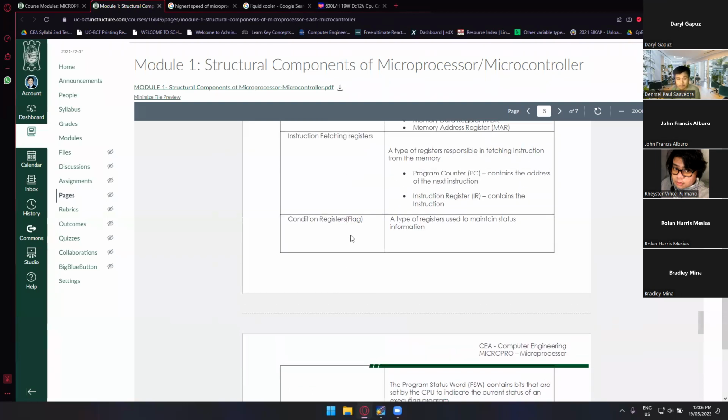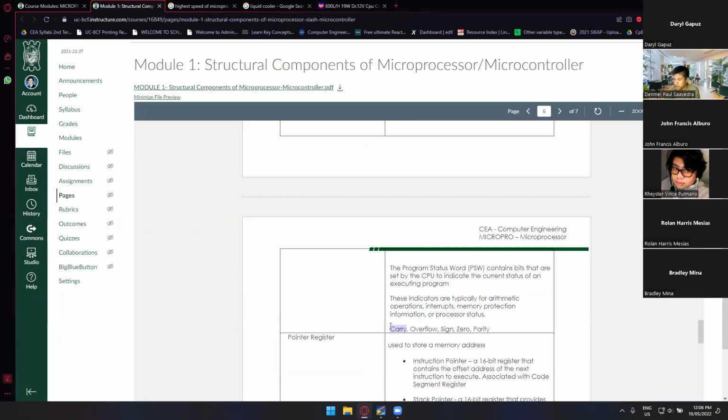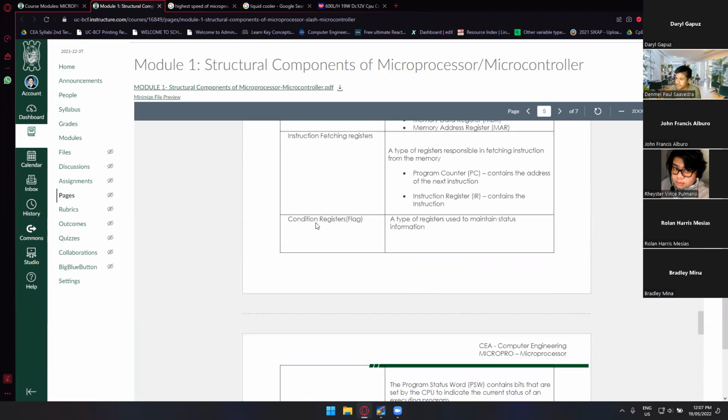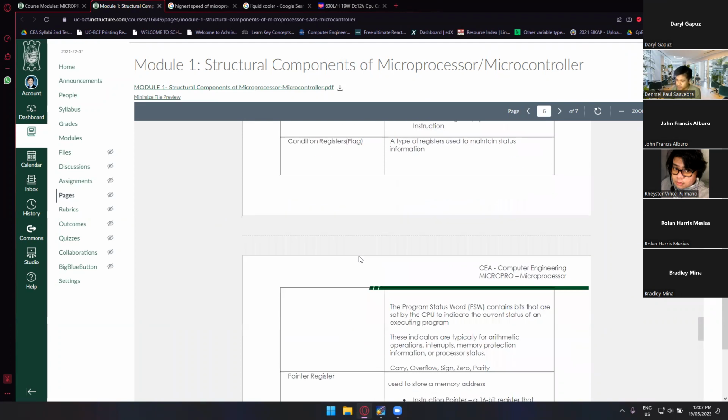So we have four types of flag. The first one is the status being carry, or the status is already overflowing, or if it's just a sign, or if it's zero, or if it's a parity. Okay. So that's it for the condition registers or the flag.